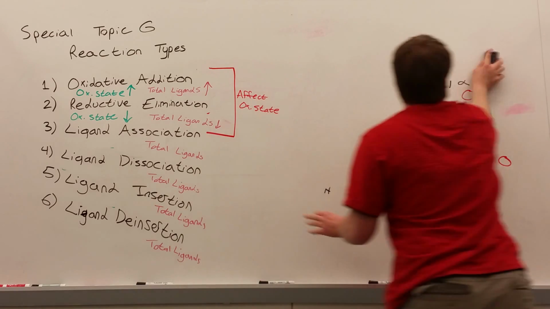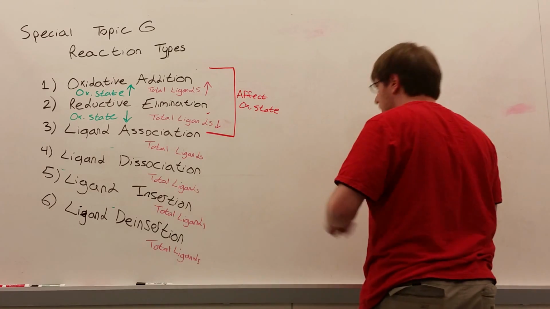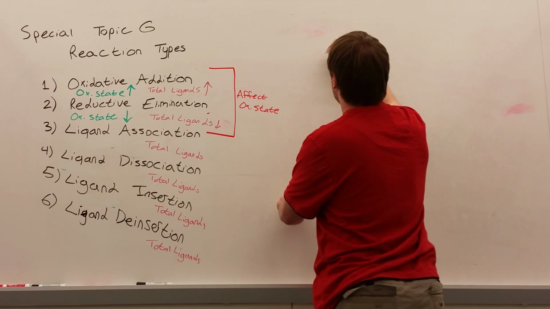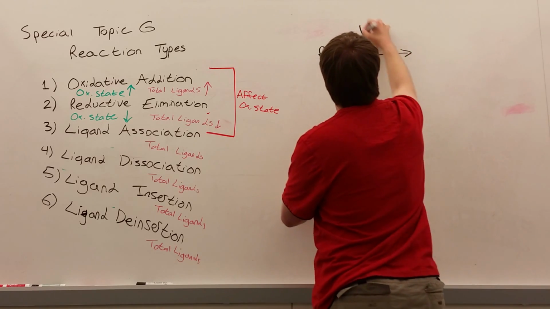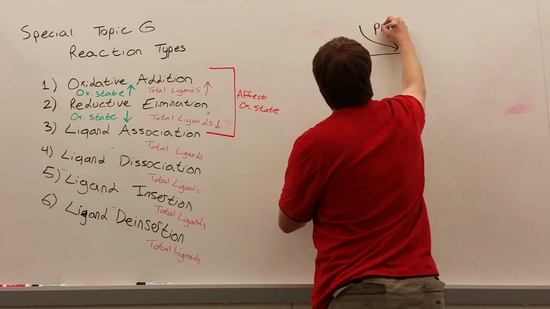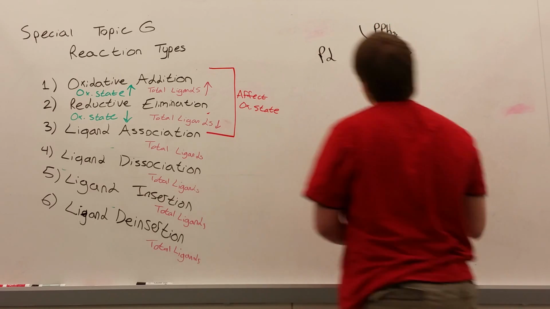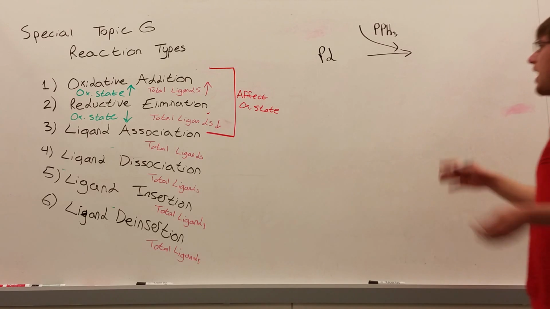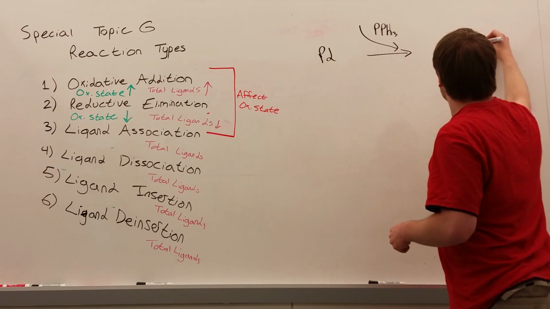So let's start with ligand dissociation. There are 2 common ways you're going to see ligand dissociation. So let's just start with our good old palladium again. And over the arrow, you're going to see a PPh3 coming in. Okay? So just some neutrally contributing ligand adding to the palladium. So Pd now with a PPh3 on it.